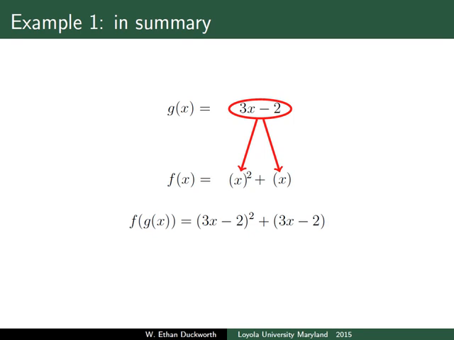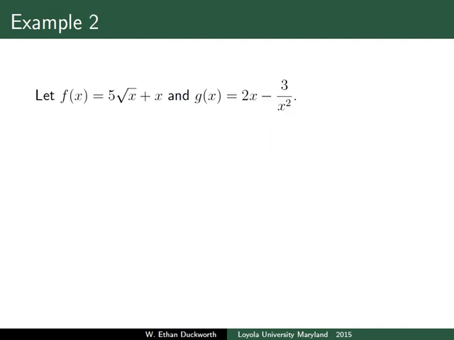Here's a summary. Circle the stuff from g, draw arrows to the x's that are in f, and then rewrite it where everything is combined. Let's try it again with another example. In this example, the formulas look a little more complicated. They've got a square root of x and something over x squared. And I've also changed one other thing in this example. It says find g of f of x. Do you see what I changed? It's f that's going inside of g this time. So that's just the opposite way around from the last example.